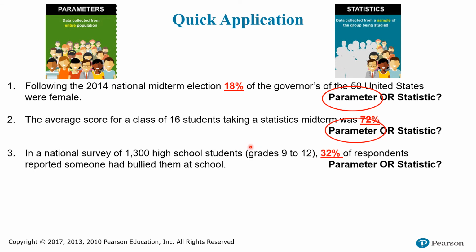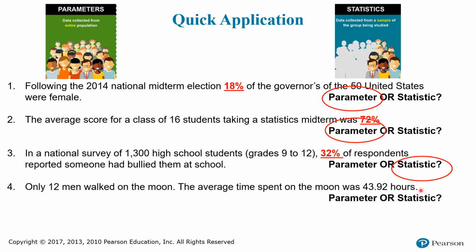In a national survey of 1,300 high school students grades 9 to 12, 32% of respondents reported someone had bullied them at school. Is this a parameter or a statistic? This is a statistic because we're only looking at a sample of 1,300 high school students from the entire national population of high school students. And finally, only 12 men walked on the moon. The average time spent on the moon was 43.92 hours. Is this a parameter or a statistic? This is a parameter because these 12 men represent the entire population of people who have walked on the moon.